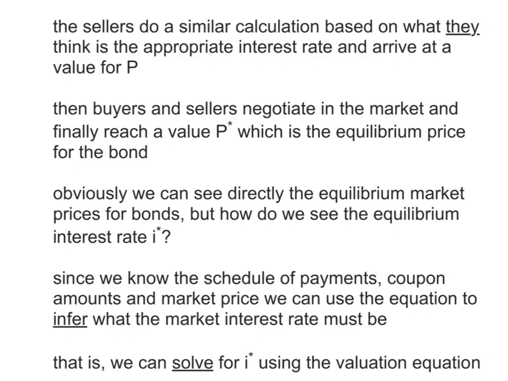we put buyers and sellers of a bond in the same room, they negotiate, eventually they walk out with a market price for the bond, the price it traded at. Once we see what the buyers and sellers have chosen as P star, we can figure out what I star must be.